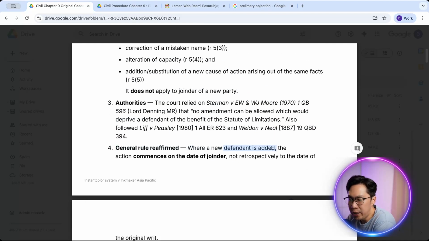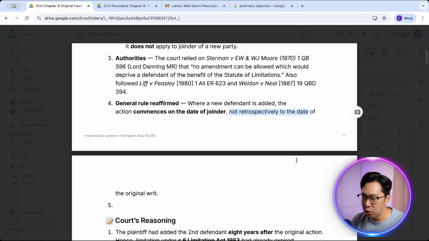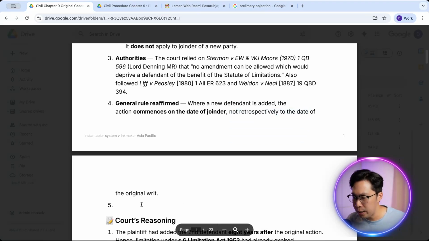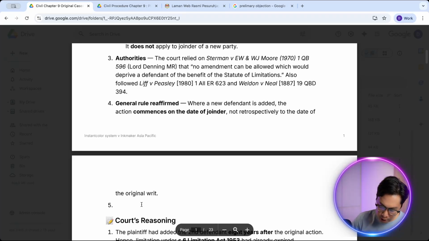Authorities, general rule reaffirmed: where a new defendant is added, the action commences on the date of joinder, not retrospectively. So what it means is this. I'm sorry, why are there so many typo mistakes here? I'll amend it a little bit tonight if I can. So far, just now, we see all these things. Okay, it's all like this.